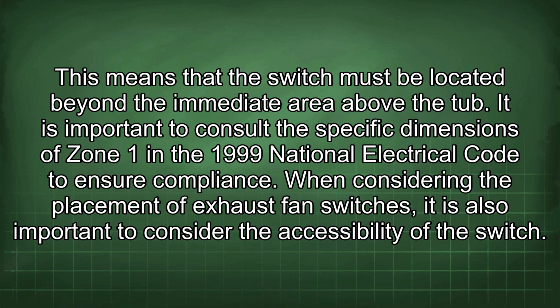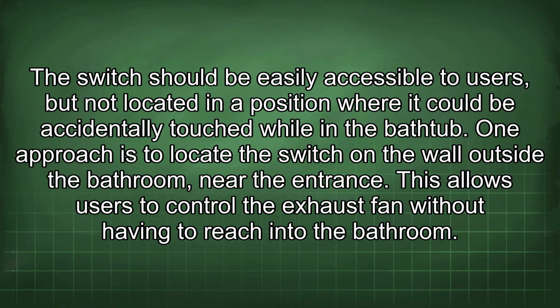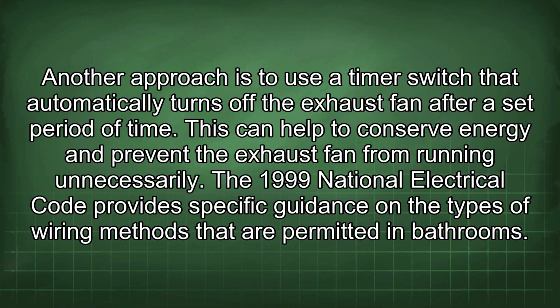When considering the placement of exhaust fan switches, it is also important to consider the accessibility of the switch. The switch should be easily accessible to users, but not located in a position where it could be accidentally touched while in the bathtub. One approach is to locate the switch on the wall outside the bathroom, near the entrance. This allows users to control the exhaust fan without having to reach into the bathroom. Another approach is to use a timer switch that automatically turns off the exhaust fan after a set period of time. This can help to conserve energy and prevent the exhaust fan from running unnecessarily.